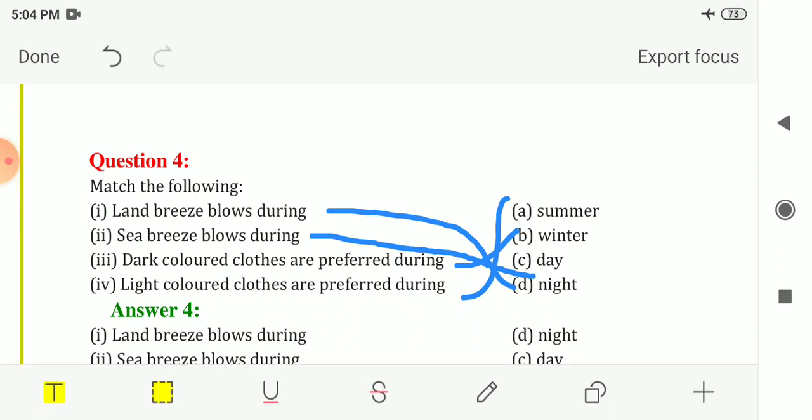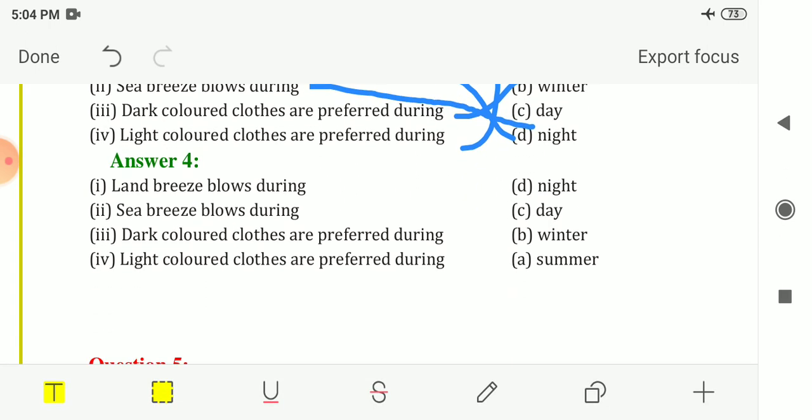So these are your answers. Here answers are given to you. Land breeze blows during night, sea breeze blows during day, dark color clothes are preferred during winter season, and light color clothes are preferred during summer season. So these are the answers of your matching.